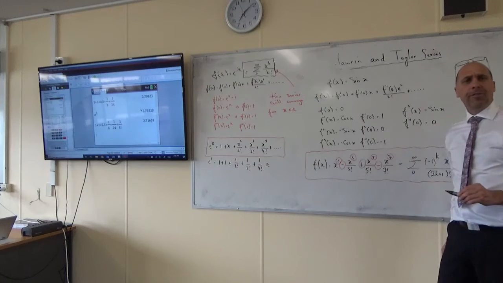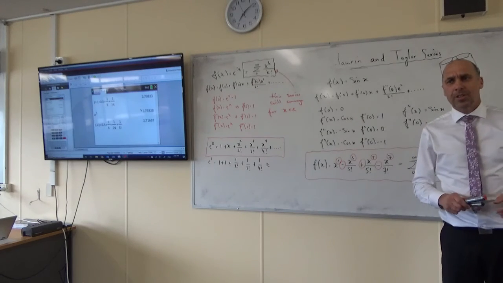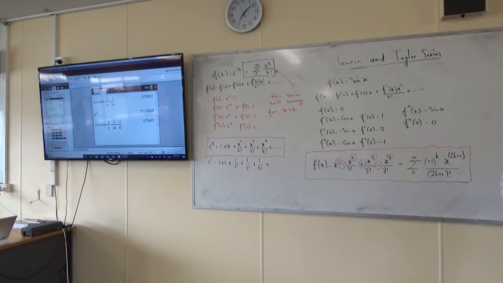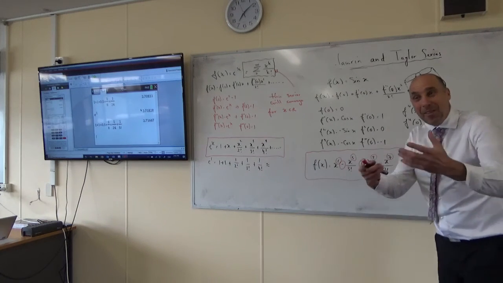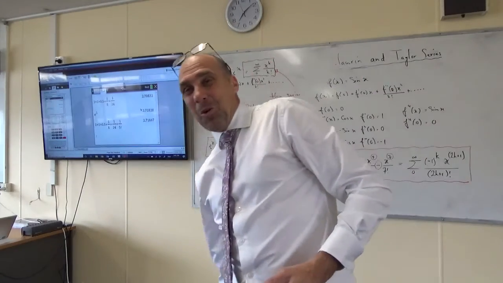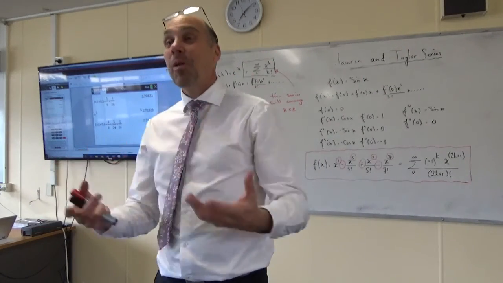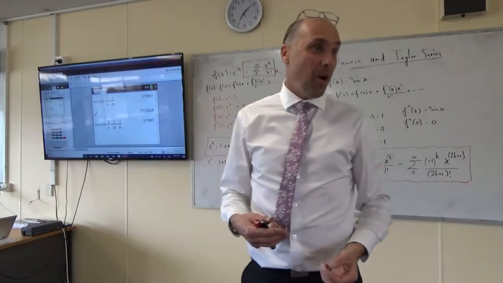Why is sine an odd function? Who remembers why sine's an odd function? f of negative x equals negative f of x. Yeah? But there's another, well, I'm not sure if this is the reason for it, but isn't it interesting that sine as a polynomial has odd powers?